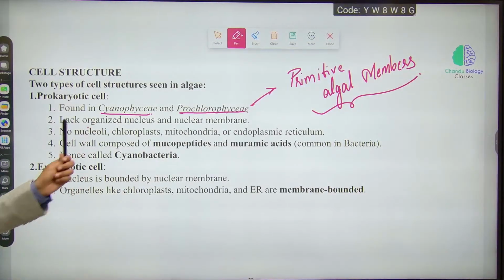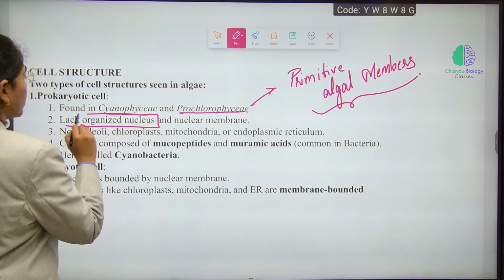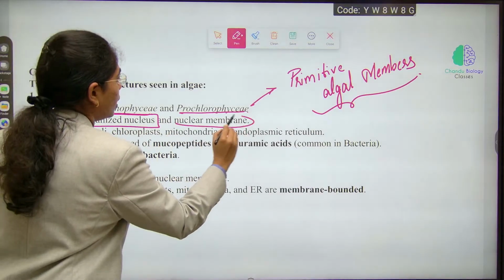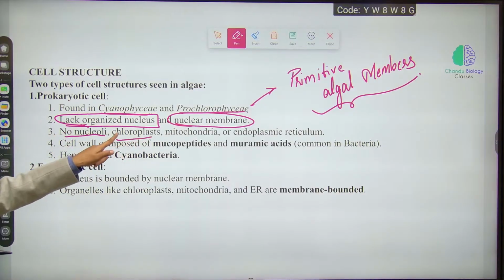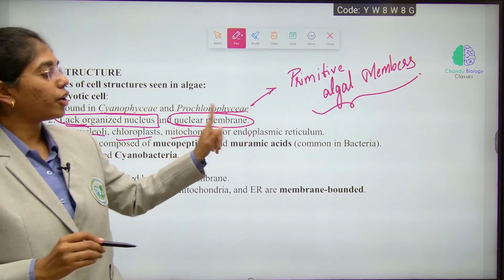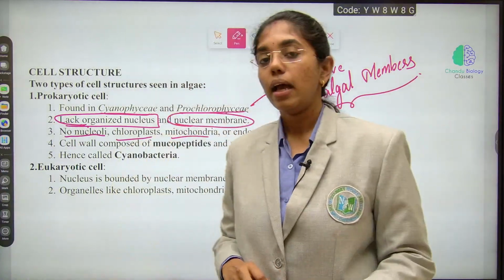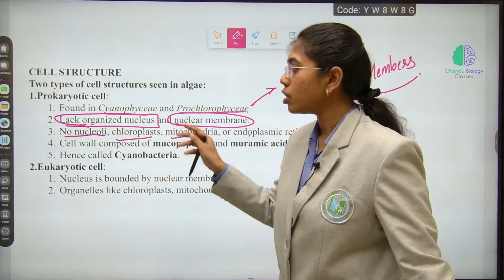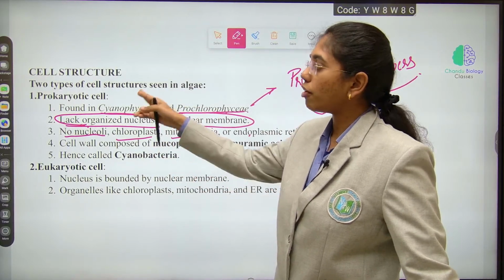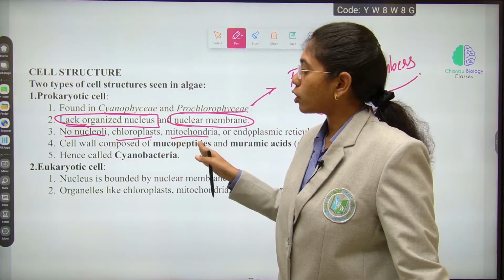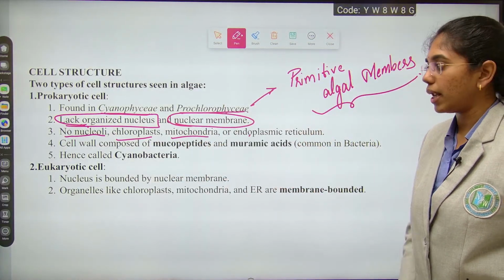They lack organized nucleus and a nuclear membrane. They don't have an organized nucleus and they don't have a nuclear membrane. No nucleoli, chloroplast, mitochondria and endoplasmic reticulum, because the cell represents a prokaryotic cell. But then it conducts photosynthesis, so these are placed in the algae. The cell characteristics are of prokaryotic cell, but the photosynthetic nature is making it an algae, unicellular algae.